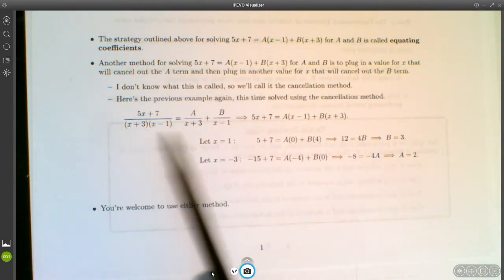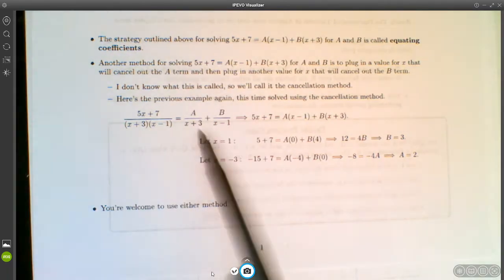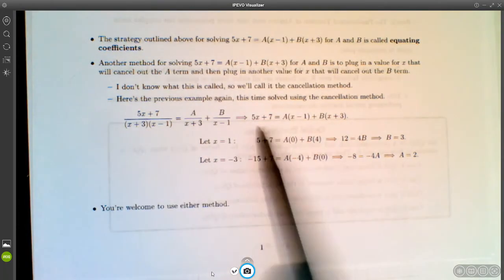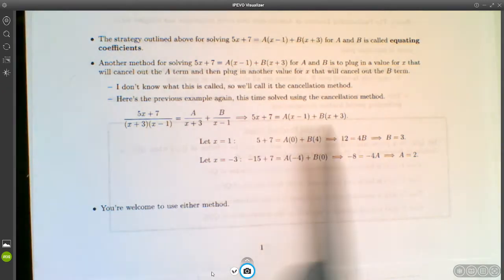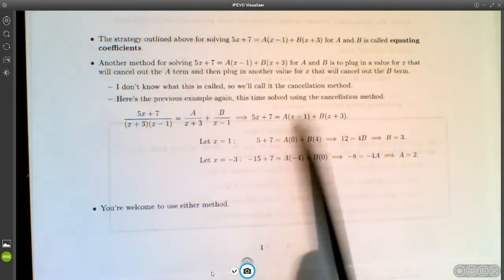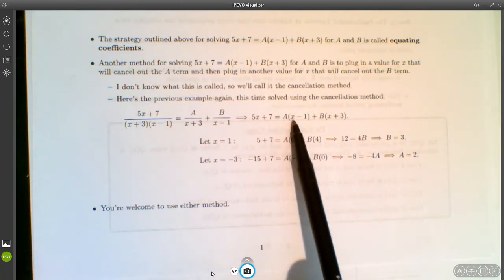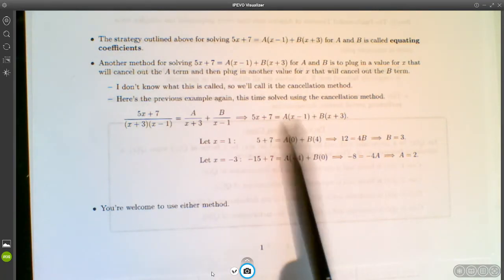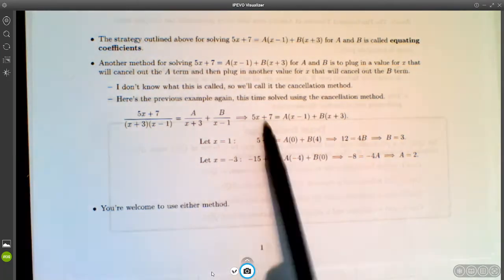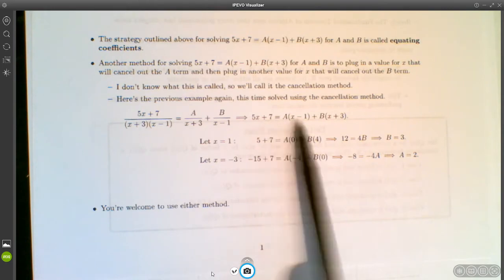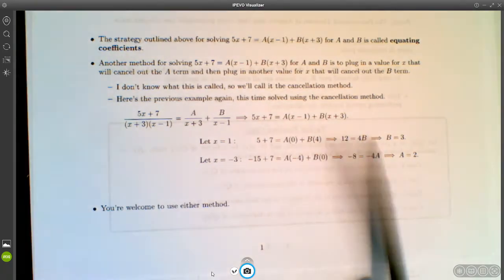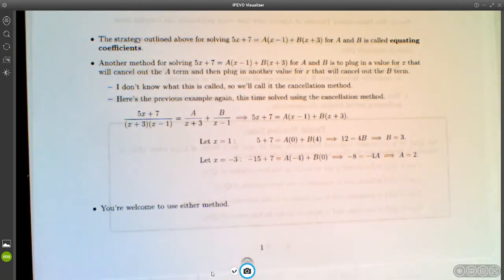So we're starting off with this. We want to decompose it, right? Multiply both sides by the denominator. We end up here. And now the cancellation method would work like this. We would think, well, what could I plug in for x that would cancel off the a term? And the answer is 1, right? If I plug in 1, this is going to be 0, and a times 0 is just going to cancel off. So if I let x be 1, then I get 5 plus 7 equals a times 0 plus b times 4. So in other words, 12 equals 4b, and that would mean b equals 3.